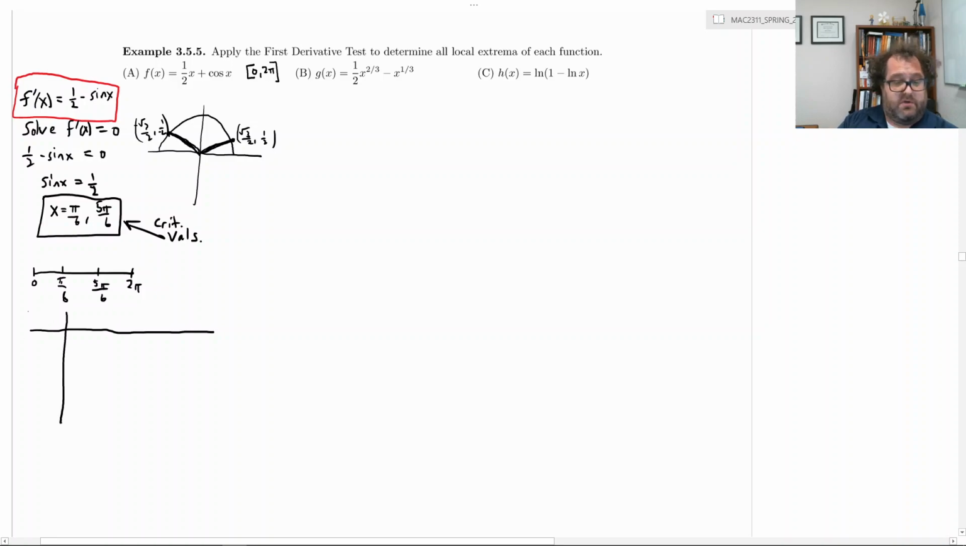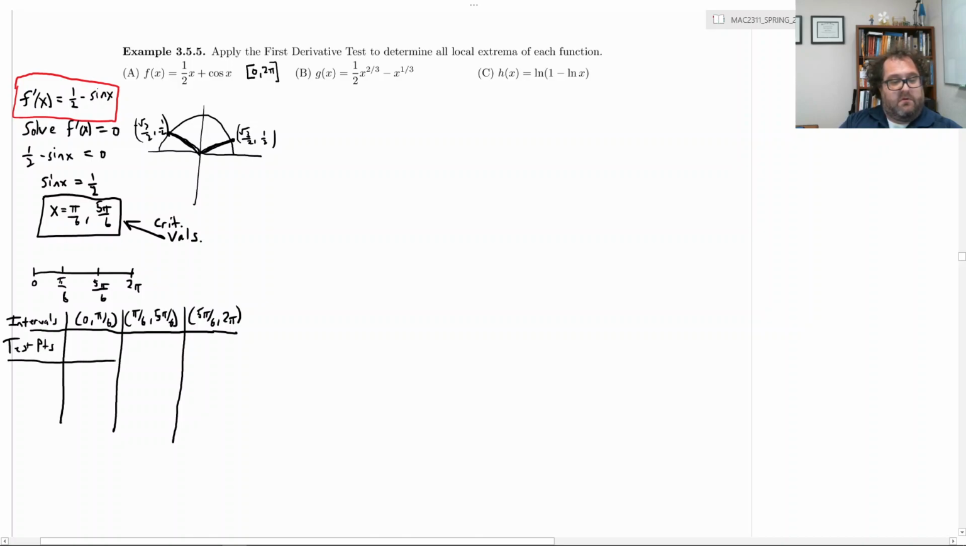First row, of course, is your intervals. And we have 0 to pi over 6. And again, we're always using open intervals. 0 to pi over 6. And then we have pi over 6 to 5 pi over 6. And then we have 5 pi over 6 to pi. Okay. Now we need to pick test points.